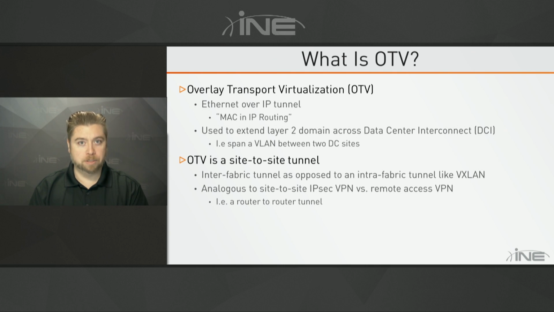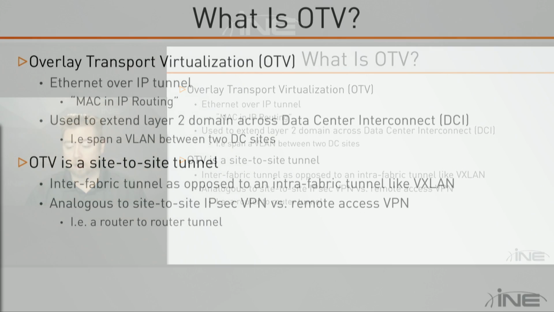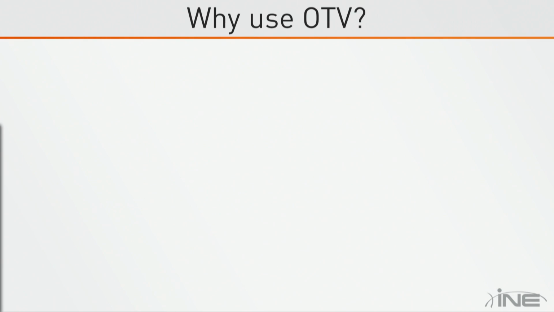Ultimately, they're really going to do the same thing at the end of the day, which is to extend layer 2 Ethernet across an IP network. But there's specific use cases as to why you would choose to implement OTV as opposed to other technologies, which is mainly what we're going to be focusing on in this section. Why would you want to use OTV to begin with?